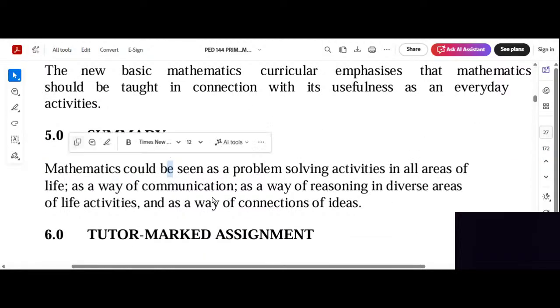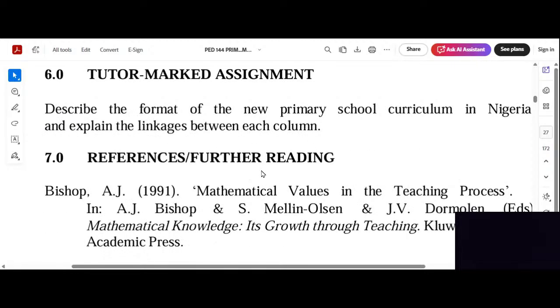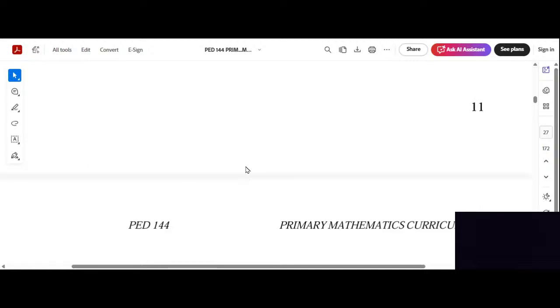Now, in summary, mathematics could be seen as a problem-solving activity in all areas of life, as a way of communication, as a way of reasoning in diverse areas of life activities, and as a way of connection of ideas. We have done and concluded that part.